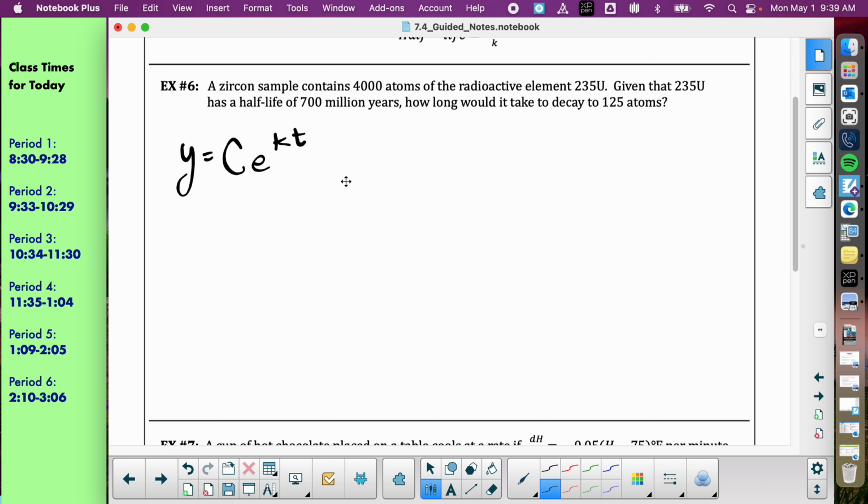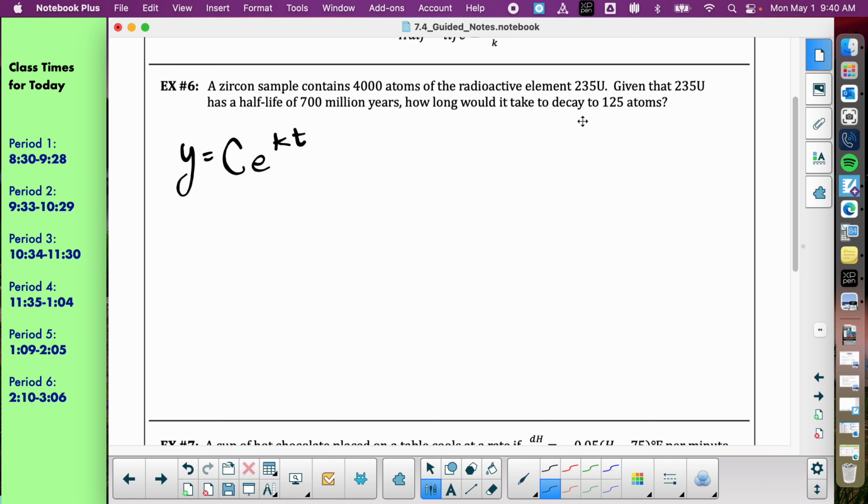So reading through this, it says your zircon sample contains 4,000 atoms of the radioactive element. I don't know what that is, uranium or something maybe? I don't know the elements. I feel like you guys should. Uranium's radioactive. No, I don't know. Is it 235? Oh, no. Oh, all right. Is there different versions of uranium? Oh, there are, yeah. Okay, well, I mean, that was my fault. I screwed up. Let's move on.